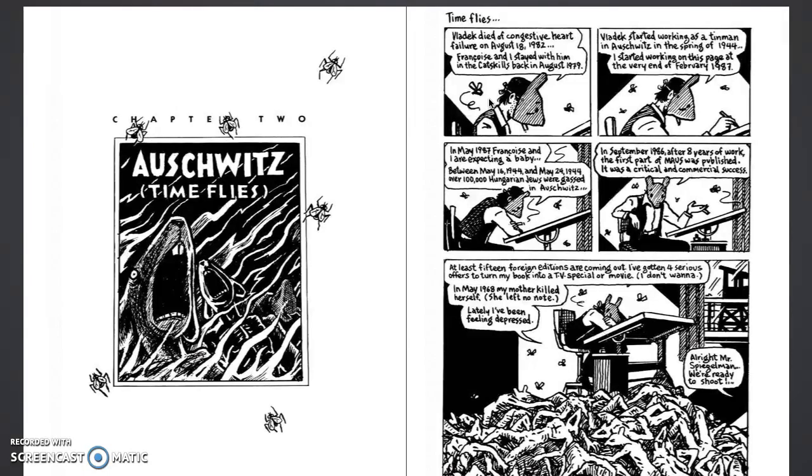We can also say that the mouse mask is symbolic of his struggle to identify with his father's story. And we can see this further because he compares himself to what his father went through. So he says, "In May 1987, Françoise and I are expecting a baby. Between May 16, 1944 and May 24, 1944, over 100,000 Hungarian Jews were gassed in Auschwitz."